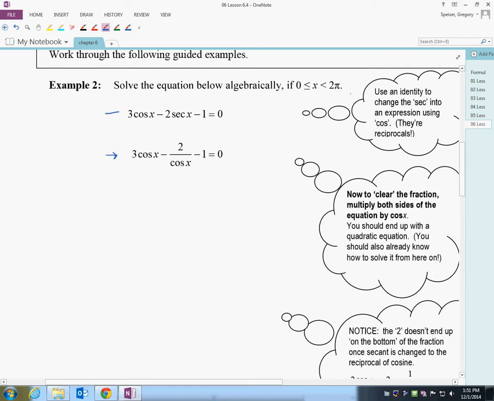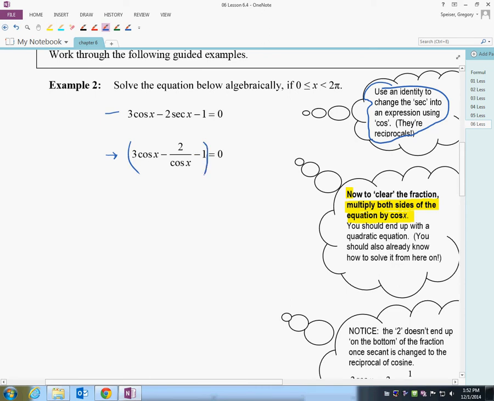And that's what this step says here, right? It says use the identity to change secant into an expression using cos. So now we've got all cos here. Now the problem is that this is hard to solve. So what we're going to do is use this next bubble here, this idea, to multiply both sides by cos of x. And you'll see what happens when we multiply both sides times the cos of x.